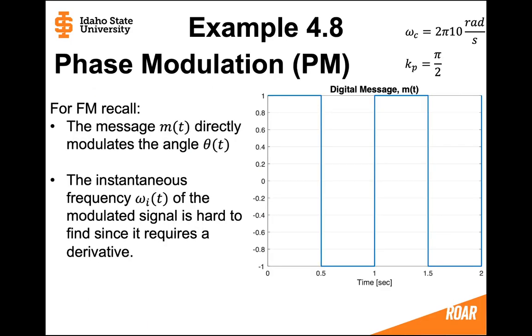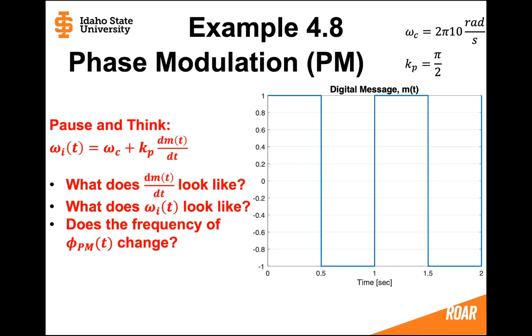So now let's consider the phase modulated case. And remember, the message m of t is going to directly modulate the angle. That means that the instantaneous frequency is going to be a little bit harder to find. It's especially going to be harder to find because we know that we're going to have to take the derivative of the message. And the message has these discontinuities every 0.5 seconds where it jumps from 1 to -1. So let's see how that affects the phase modulated signal.